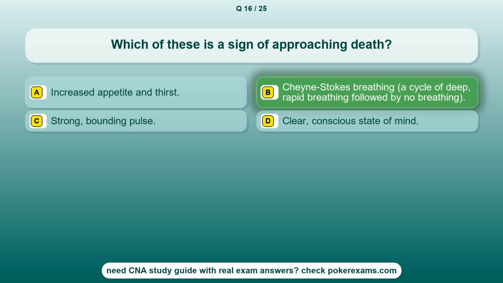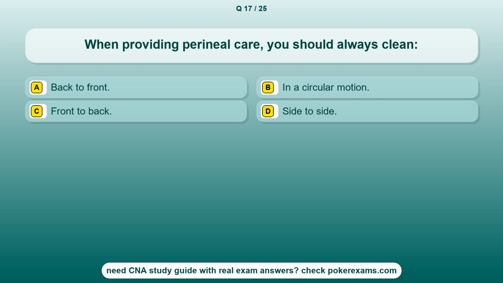The correct answer is option B. Cheyne-Stokes breathing, a cycle of deep, rapid breathing followed by no breathing. Question 17. When providing perineal care, you should always clean. Option A. Back to front. Option B. In a circular motion. Option C. Front to back. Option D. Side to side.